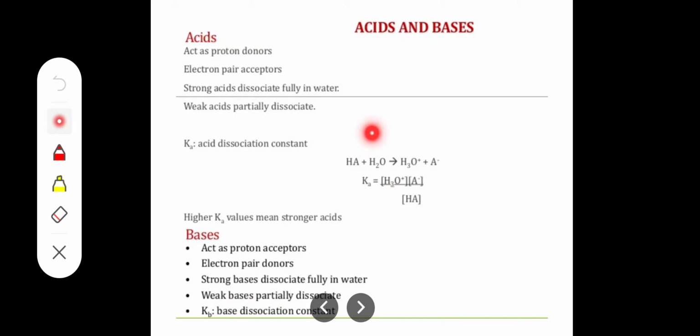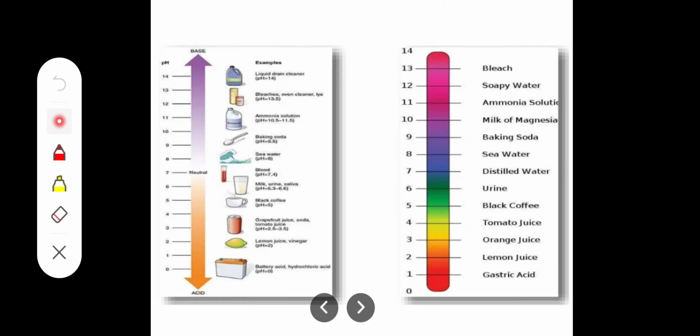So here you can see the dissociation concept of acid: HA plus H2O gives the hydronium ion, H3O plus, and A minus, right? So Ka equals the concentration of H3O plus times the concentration of A minus, divided by the concentration of HA. This you have to remember; this is called the dissociation constant of acid, and it is like that for the base.